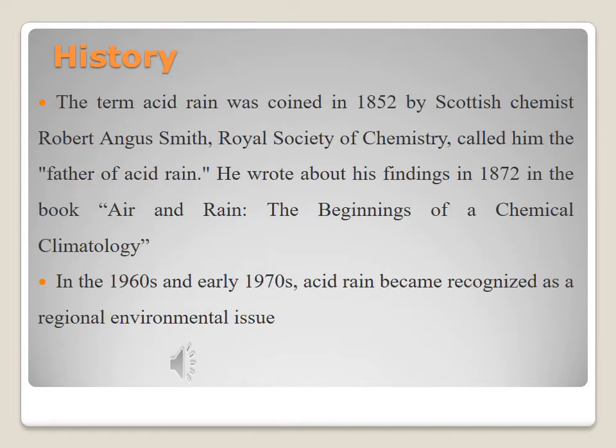The term acid rain was coined in 1852 by Scottish chemist Robert Angus Smith. Royal Society of Chemistry called him father of acid rain. He wrote about his finding in 1872 in the book Air and Rain, The Beginnings of a Chemical Climatology. In the 1960s and early 1970s, acid rain became recognized as a regional environmental issue.